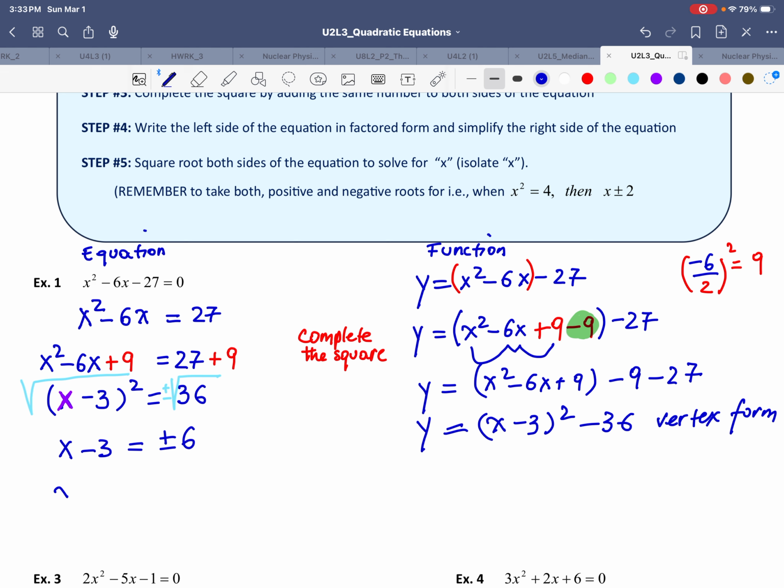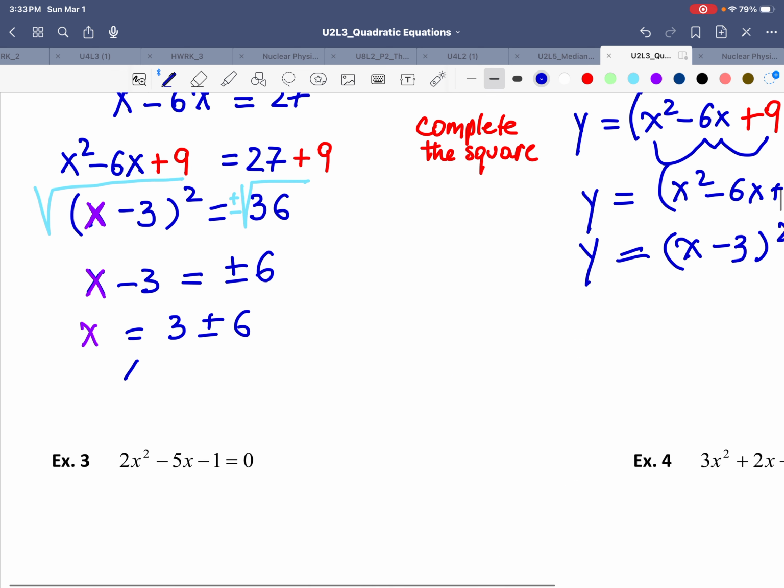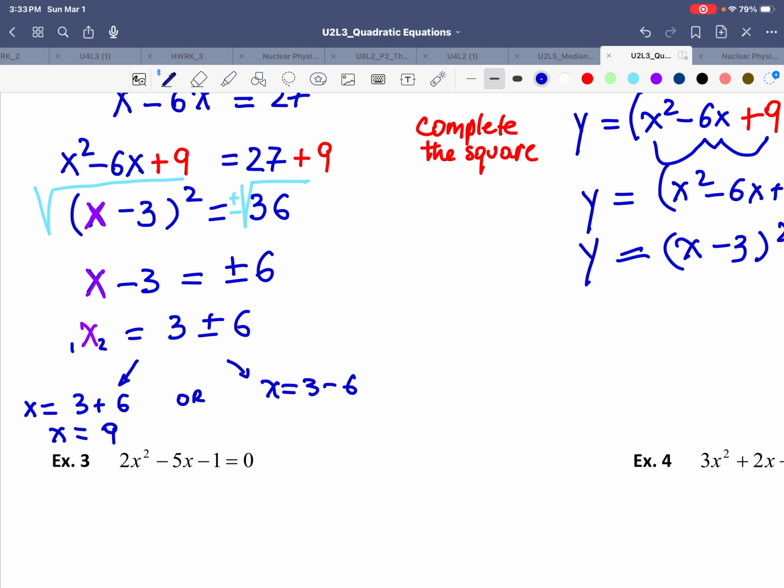Now we can isolate x more easily. And this would be equal to 3 plus minus 6. So once you brought this to the most simplified form, you can start solving the equation. So you're going to say x will be equal to 3 plus 6, or x is equal to 3 minus 6. So x equals 9, or x equals negative 3. And here we go, we got the solutions.